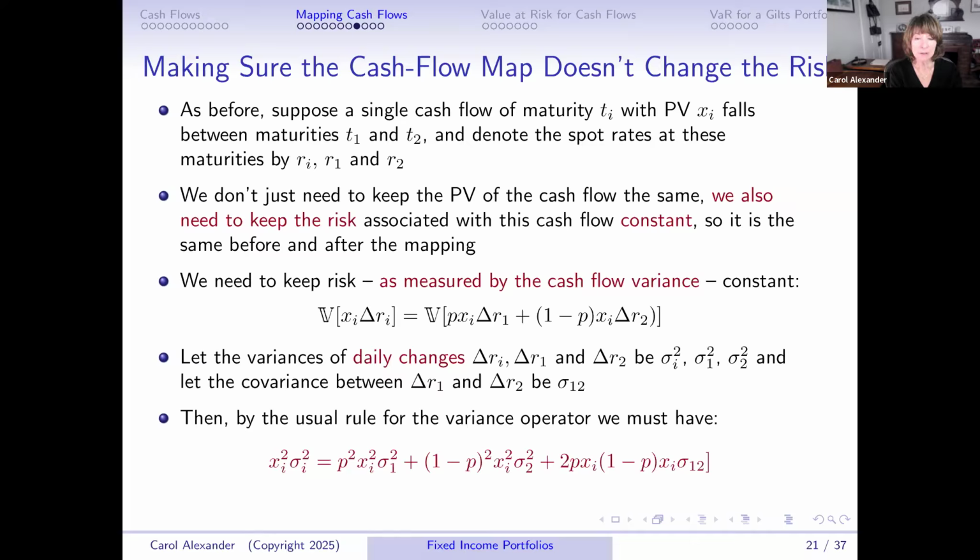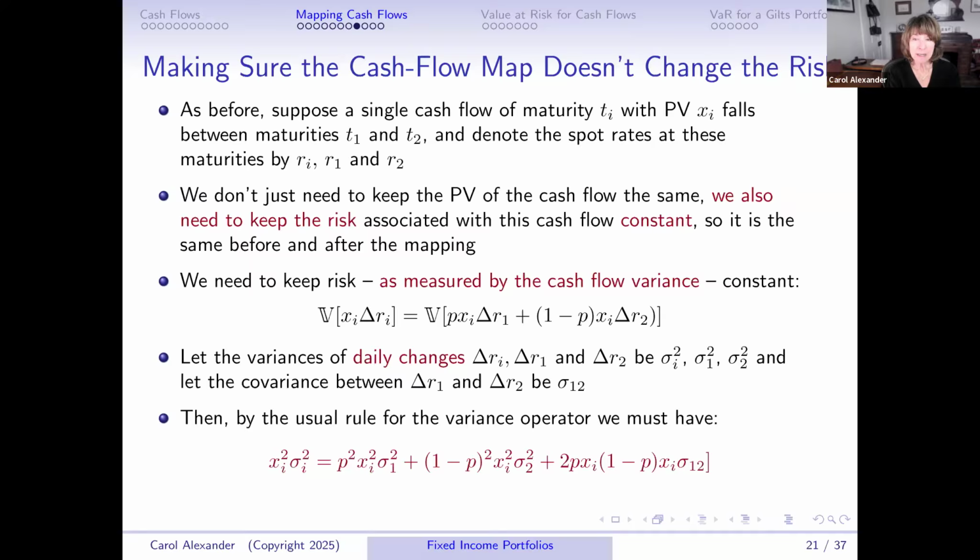But the difficult thing is to choose P so that we don't change the risk of the portfolio. So the variance needs to be the same before and after the mapping. We're going to capture risk with variance. Obviously, standard deviation is constant if variance is constant under the mapping. So we're going to work with the variance.